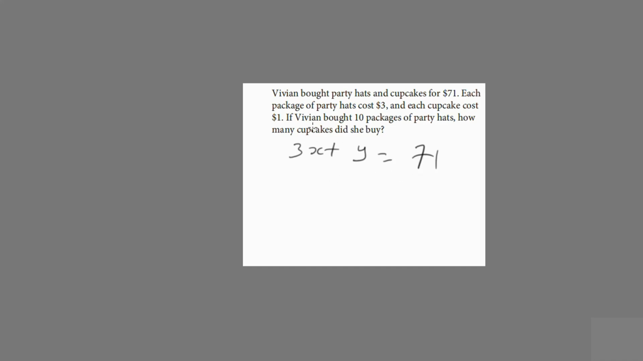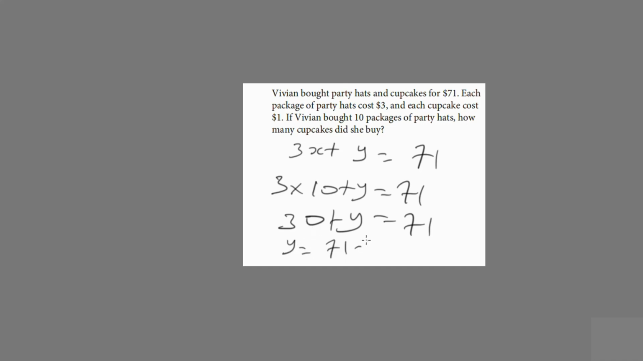So when I ask if Vivian bought 10 packages of party hat, remember the party hat is represented as X, so how many cupcakes did she buy? So it's going to be 3 times 10 packages of party hats, that's 3 times 10 plus y equals 71. So this gives you 30 plus y equals 71. So to make y the subject, that's the cupcake, y will be 71 minus 30, as the 30 crosses over the equality sign, which gives you 41.